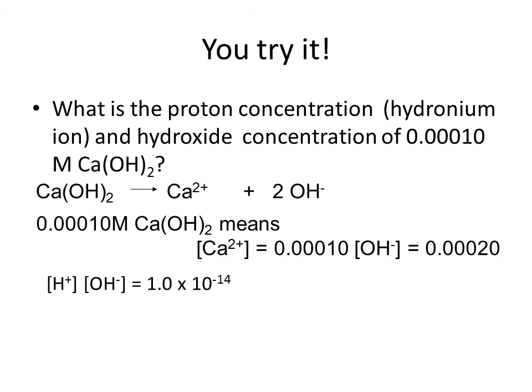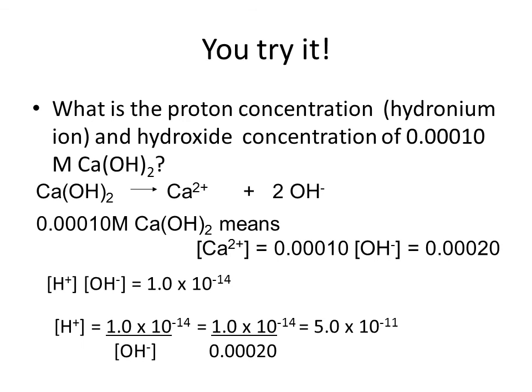Proton concentration can be determined from hydroxide concentration because this equation, protons times hydroxide equals 1 times 10 to the minus 14, always holds. So I can rearrange this to solve for proton concentration. Proton concentration is then equal to 1 times 10 to the minus 14 over hydroxide. I can then plug in my value of hydroxide concentration, and I can get that my proton concentration is 5 times 10 to the minus 11.